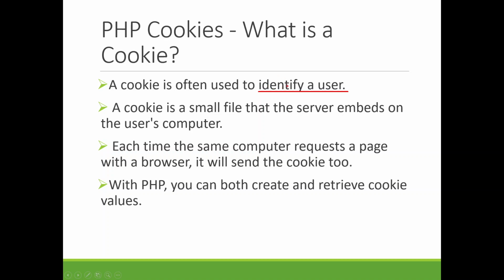Very similar to a session. A session is also used to identify a user. Now, a cookie is a small file that the server embeds on a user's computer. By embedding, we simply mean we are storing those details on your computer. Now, this is the main difference between a cookie and a session. While both a cookie and a session are used to store some details to identify the user, a cookie is stored on a user's computer, while the session is stored on the server.